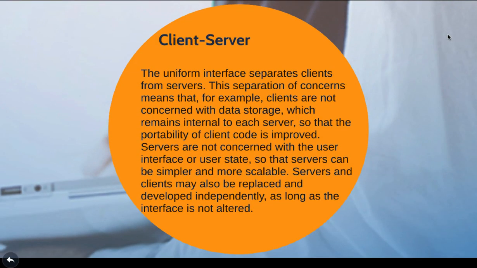The fourth constraint is client-server. The uniform interface separates clients from servers. This separation of concerns means that, for example, clients are not concerned with data storage, which remains internal to each server, so that the portability of client code is improved. Servers are not concerned with the user interface or user state, so that servers can be simpler and more scalable. Servers and clients may also be replaced and developed independently as long as the interface is not altered.